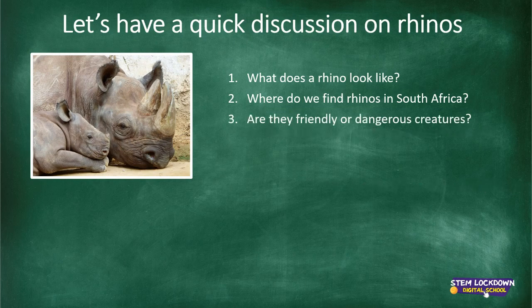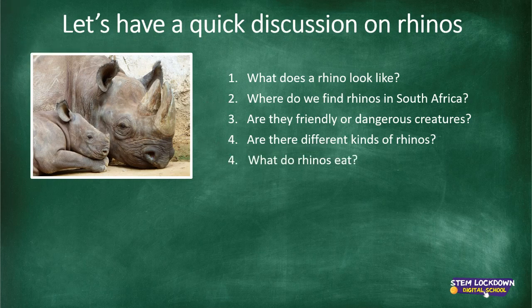Okay, number 3, are they friendly or dangerous? There is one rule of thumb. Wild animals are never friendly. They're never friendly unless they've been brought up from very young and they're used to humans, or unless they're drugged. Number 4, are there different kinds of rhinos, or is there just a rhino in South Africa? Do you know of any different kinds of rhinos? I've done number 4 twice.